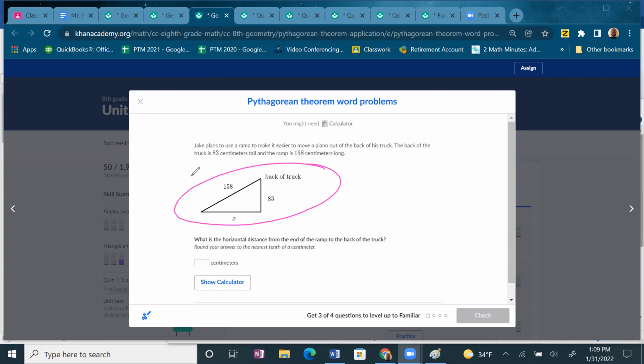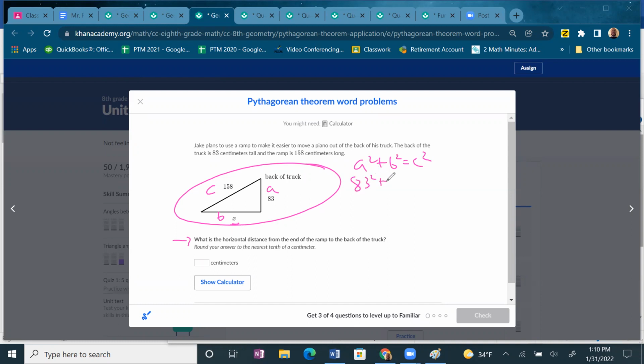So let's read it. Jake plans to use a ramp to make it easier to move a piano out of the back of his truck. The back of the truck is 83 centimeters tall and the ramp is 158 centimeters long. What is the horizontal distance from the end of the ramp to the back of the truck? And they've even labeled it. So all we got to do is label our sides. So I'm going to write the Pythagorean theorem. I'm going to substitute in.